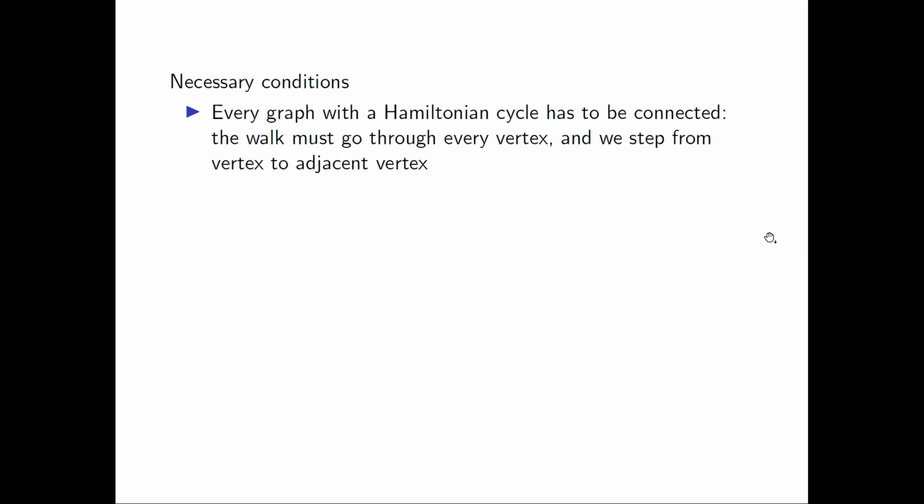So necessary conditions. One of them I already mentioned. Every graph with a Hamiltonian cycle has to be connected, because the Hamiltonian cycle has to pass through all the vertices in the graph, and each step in the Hamiltonian cycle has to be between two vertices which are connected by an edge. So, of course, a Hamiltonian graph has to be connected. And we saw that Eulerian graphs don't have to be connected, because the Eulerian cycle only has to go through all the edges. It doesn't have to go through all the vertices. So there could be some singleton vertices.